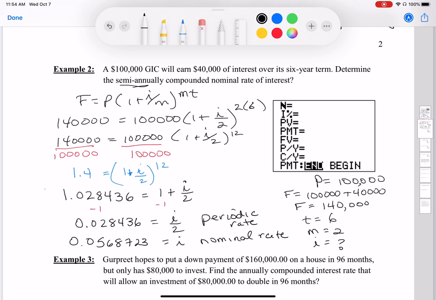And so we can say that I is approximately equal to 5.687%, or 5.7%, however it is you're rounding it, compounded semi-annually.